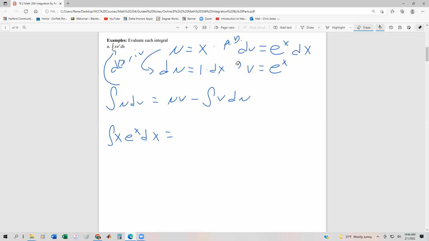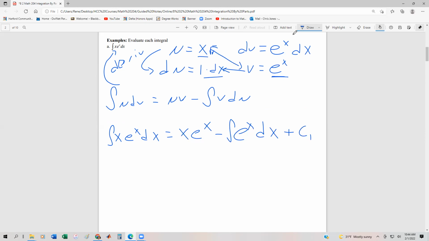So similar to maybe what we did in calculus 1, for those of you that did this method, you might have done something where you cross-multiply to be able to use the product rule. So uv is going to be x e to the x minus the integral of v du, or e to the x times 1 dx. Now I'm going to put plus c1 because there is a constant of integration, because it is an indefinite integral. We're not done, but we're almost done.